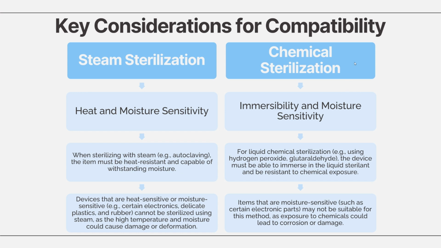Chemical sterilization needs devices that can be fully soaked and resist chemicals. Moisture sensitive parts, especially electronics, may corrode or break down with chemical exposure. Overall, the device must withstand the specific sterilization conditions, temperature, pressure, moisture, or chemicals, without losing function or integrity.